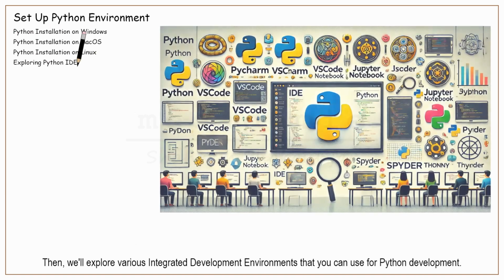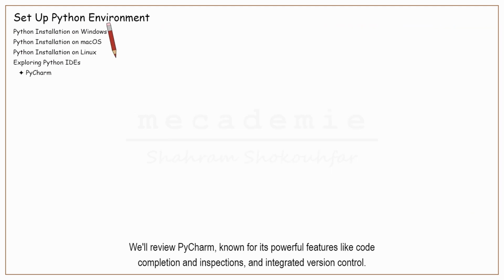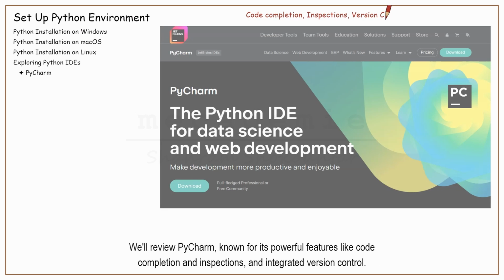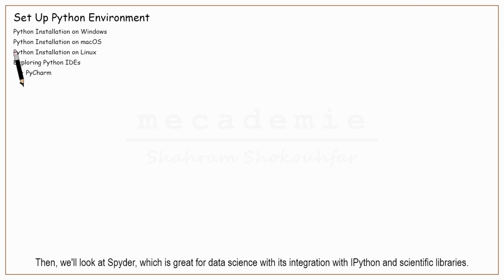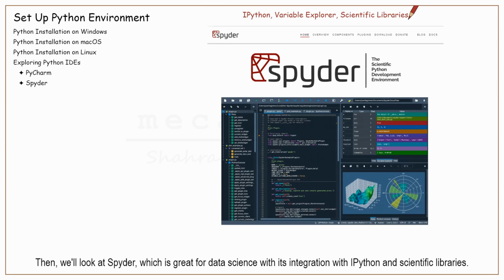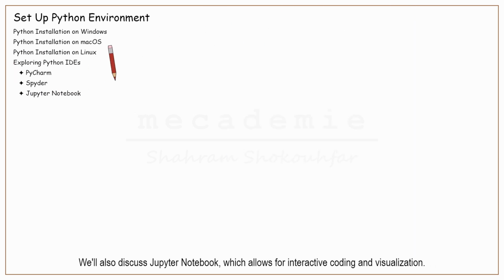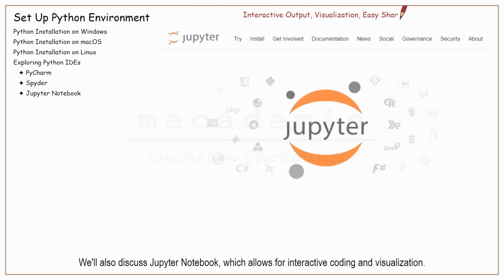Then, we'll explore various integrated development environments that you can use for Python development. We'll review PyCharm, known for its powerful features like code completion and inspections, and integrated version control. Then we'll look at Spyder, which is great for data science with its integration with IPython and scientific libraries. We'll also discuss Jupyter Notebook, which allows for interactive coding and visualization.